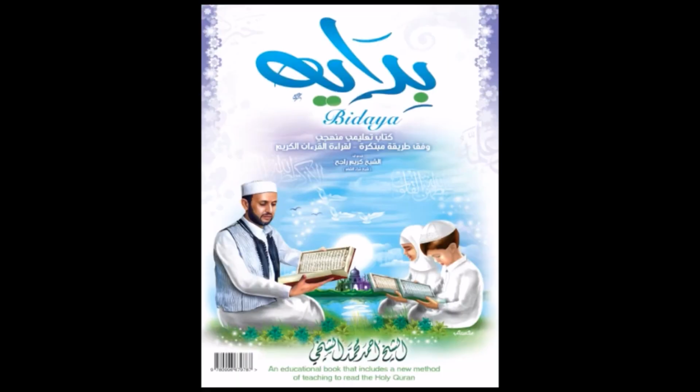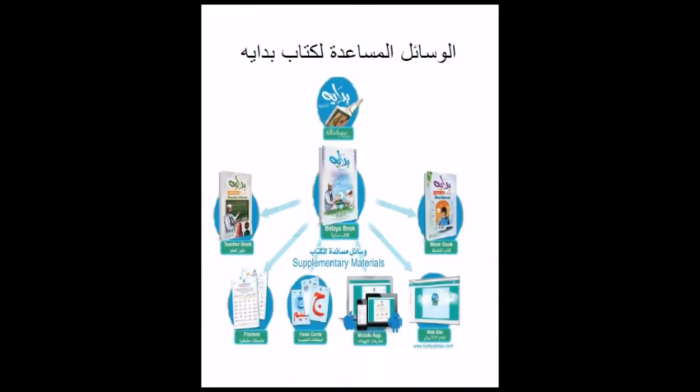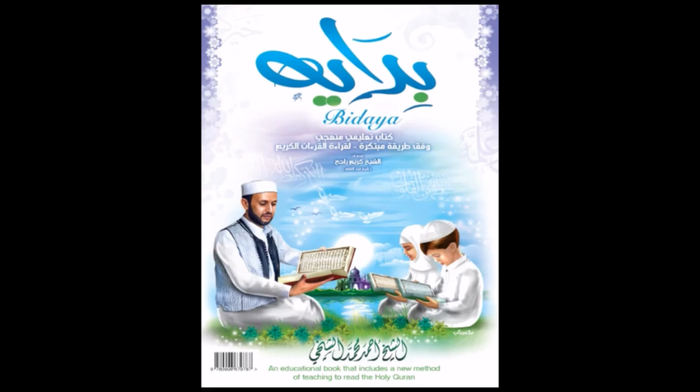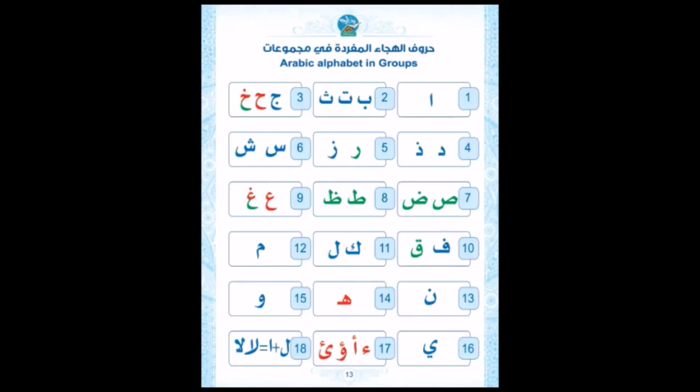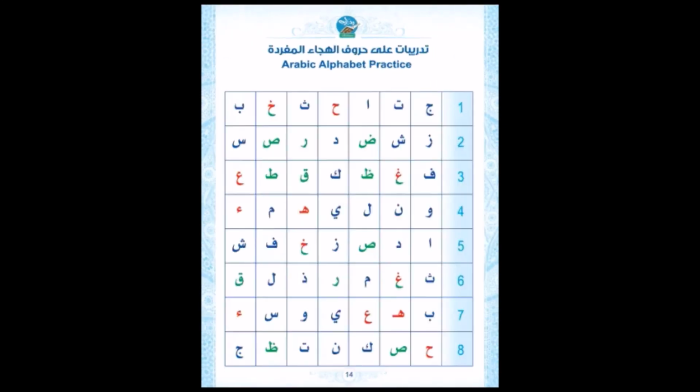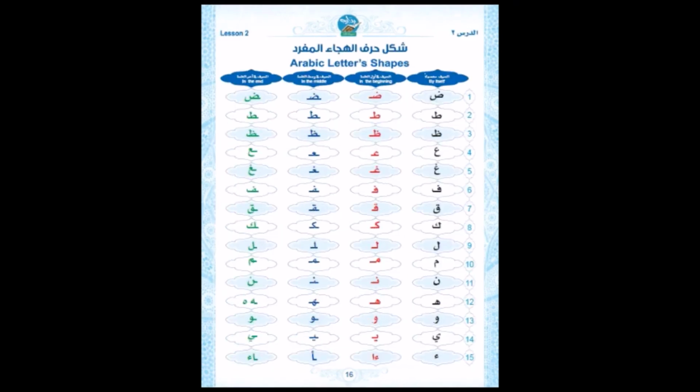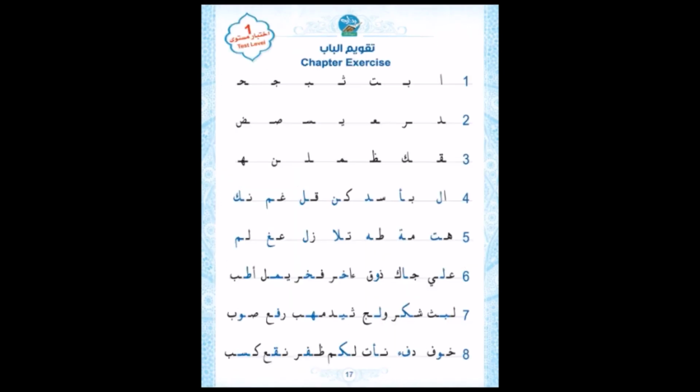Our next supplementary material is the posters. These posters are enlarged copies of the lessons in the book. As you go through them, they look just like the book, but these can be posted in classrooms and they can be posted on the board when explaining a concept to the entire class. This is just another way to instill the different letters and exercises in the student's mind, inshallah.